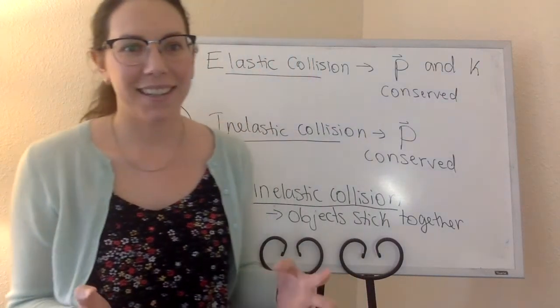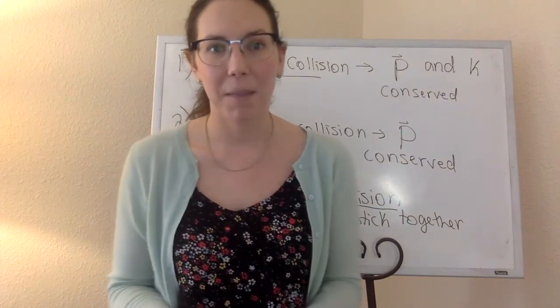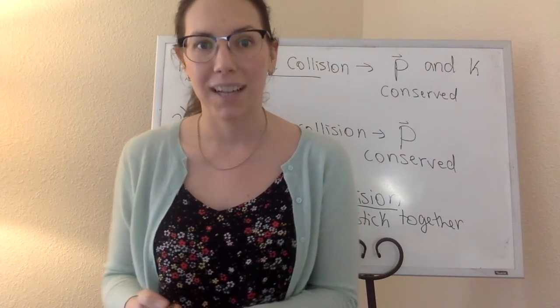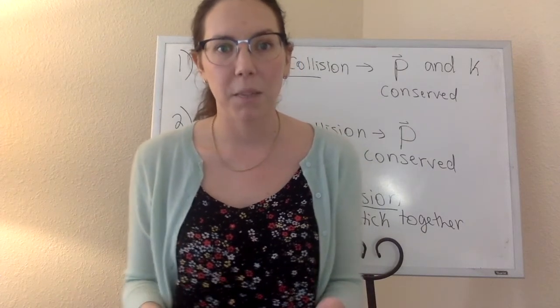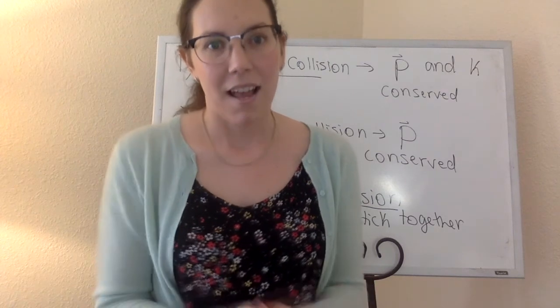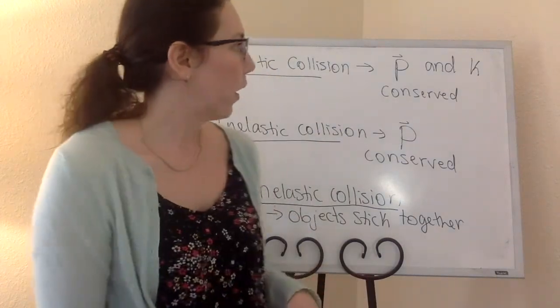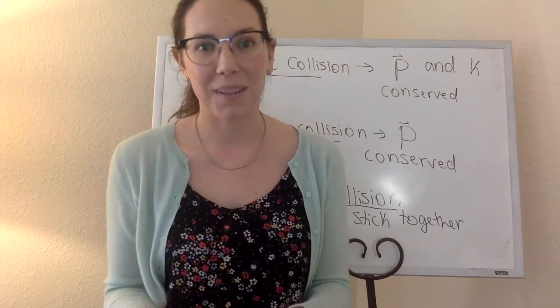The first is an elastic collision. An elastic collision is a collision where both momentum and kinetic energy are conserved. This doesn't happen in real life macroscopic collisions, but it can be a good approximation for something like two pool balls colliding. And also, there are elastic collisions on the atomic scale between atoms or molecules.